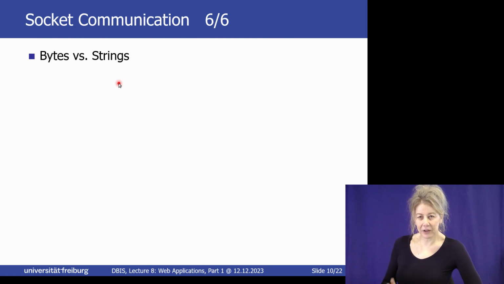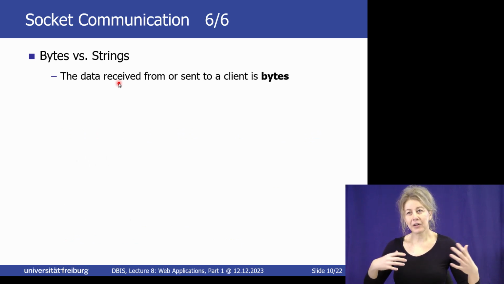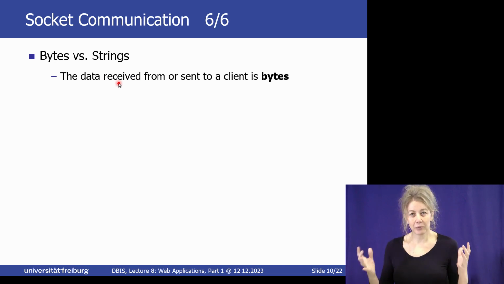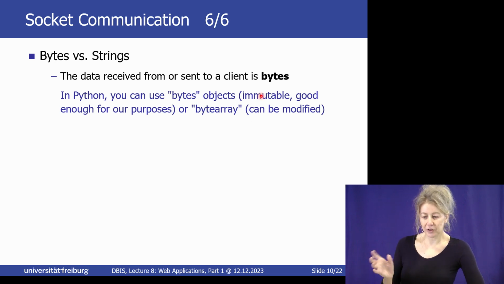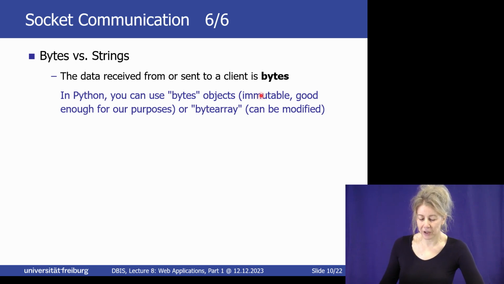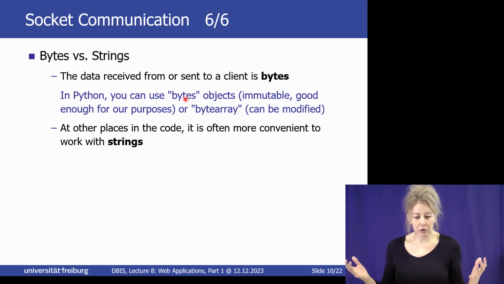Bytes versus strings. This is very important for the sheet and also for what we are doing now. The data sent via the network is always bytes. It's just bytes. That's important. In Python, how do you deal with bytes? There's bytes and bytearray. Bytes is immutable, you can't change it. We don't want to change our objects here. It's not that we receive something and then we want to change it. So we can just use bytes. Don't need bytearrays. But usually you want strings.